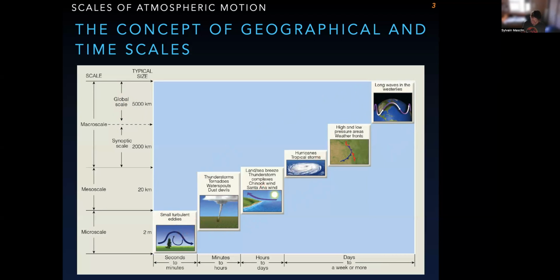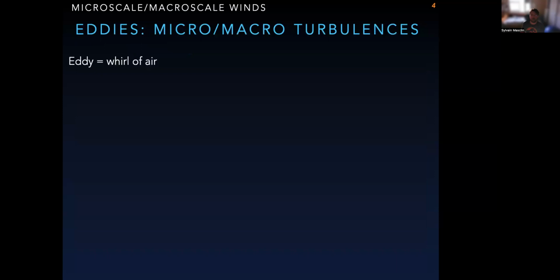And to start with, we're going to talk about the microscale and wind that tends to happen over a very short time period, mostly created by local turbulence. And this turbulence creates what we call eddies. Eddies usually refer mostly to fluids, and the term is used a lot by people studying the ocean, for example, and the motion of water.